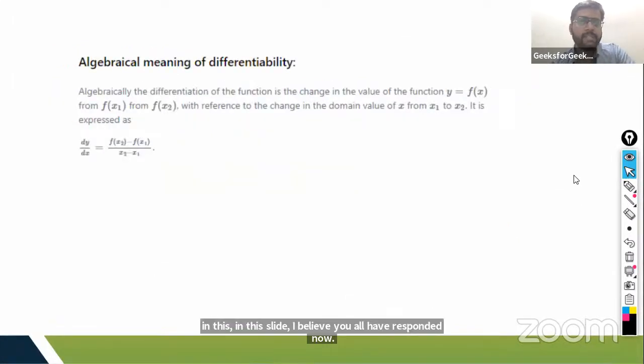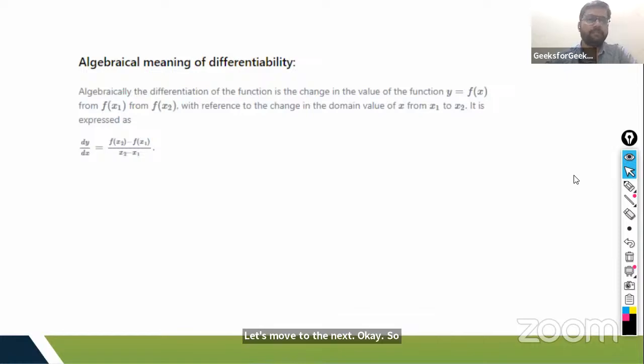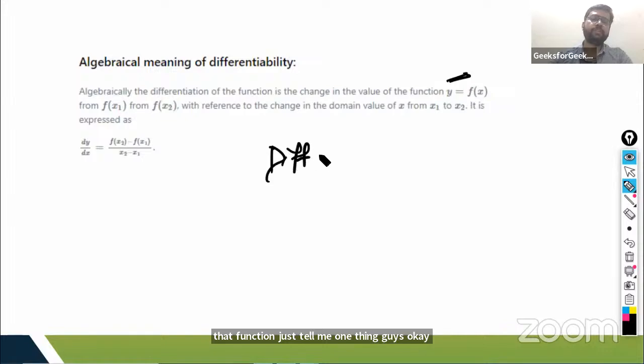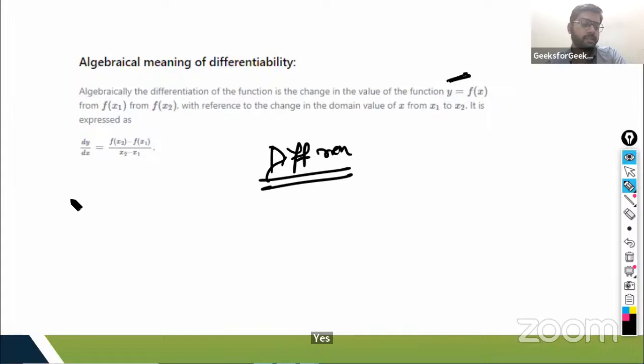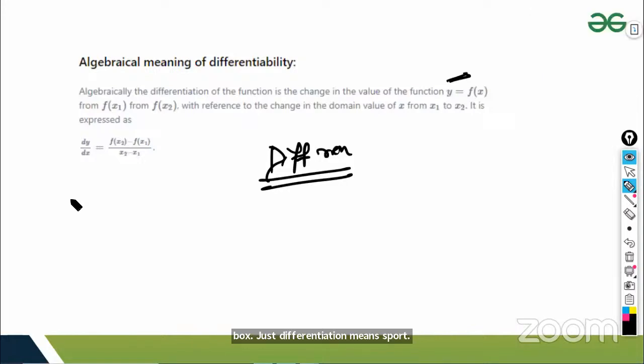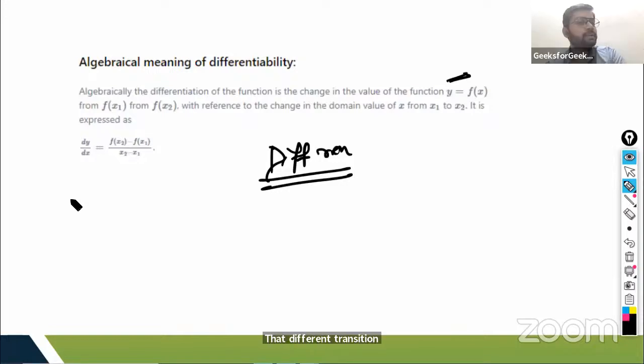So basically, suppose we have any function. Just tell me one thing, guys: what exactly does differentiation mean? Differentiation means what? You can unmute yourself or you can write in the chat box. Differentiation means what? Drawing a tangent at that point of a function, differentiation.